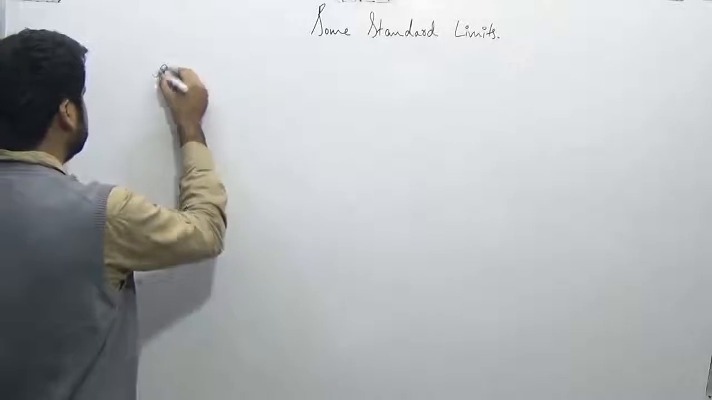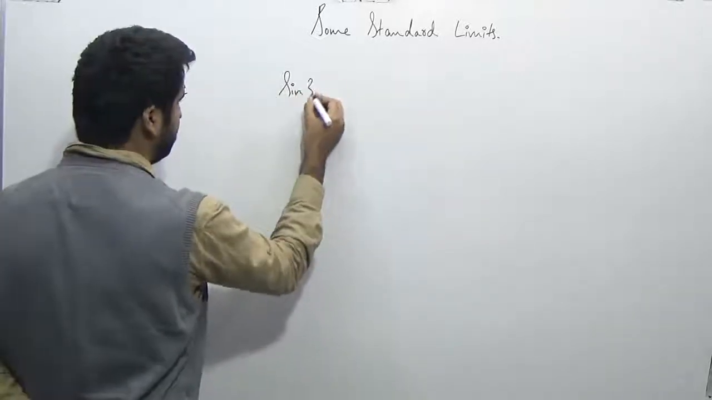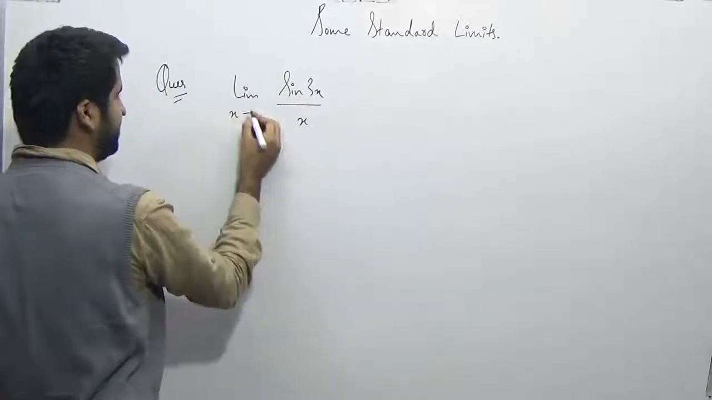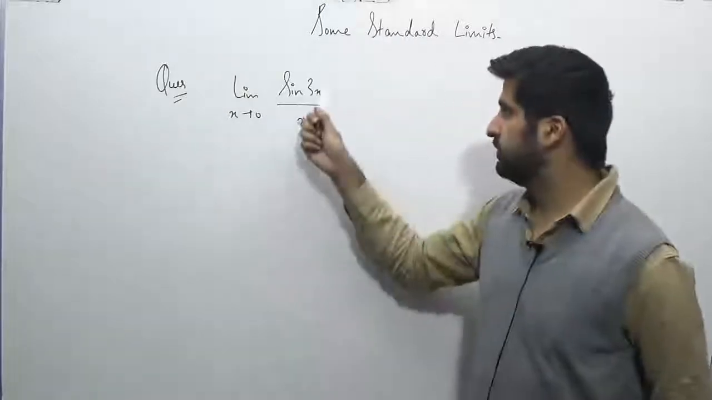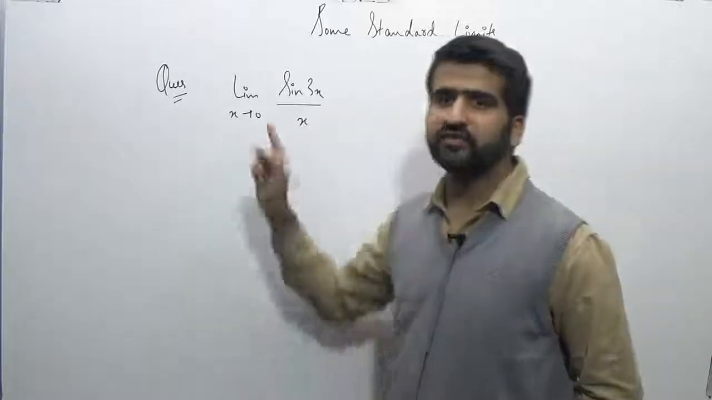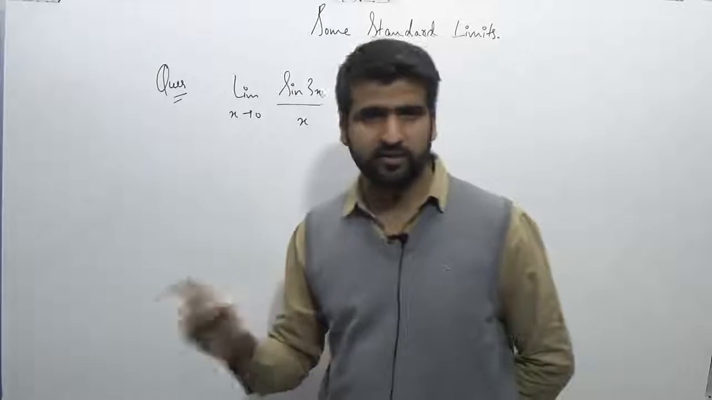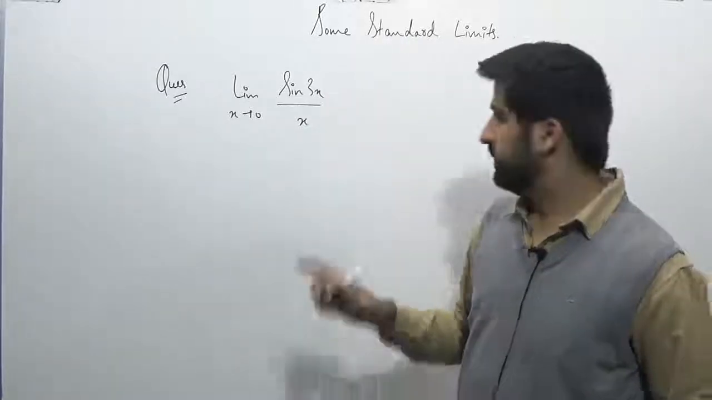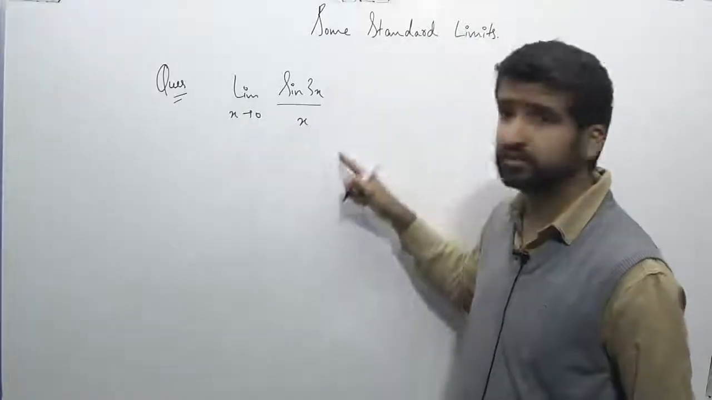Let's do a question on this one. Can you tell me what is the value of sin 3x upon x when limit x tends to 0? Of course, we cannot calculate the value of this expression when x is equal to 0 degrees or 0 radians, because both numerator and denominator are coming out to be 0. And this is a 0 by 0 form which cannot be calculated. That's why I am putting a limit over here, the limit x tends to 0 of sin 3x upon x.